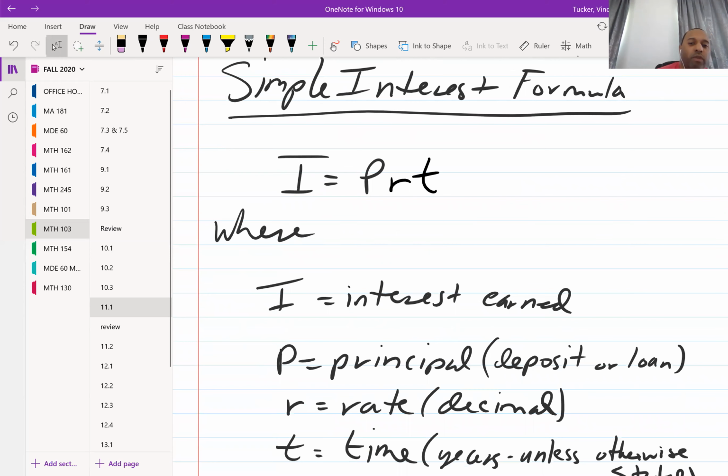I represents your interest earned. P is your principal, which is your deposit or your loan. R is your rate, which you will convert to a decimal before you do your calculation. And T is your time, which is in years unless otherwise stated.